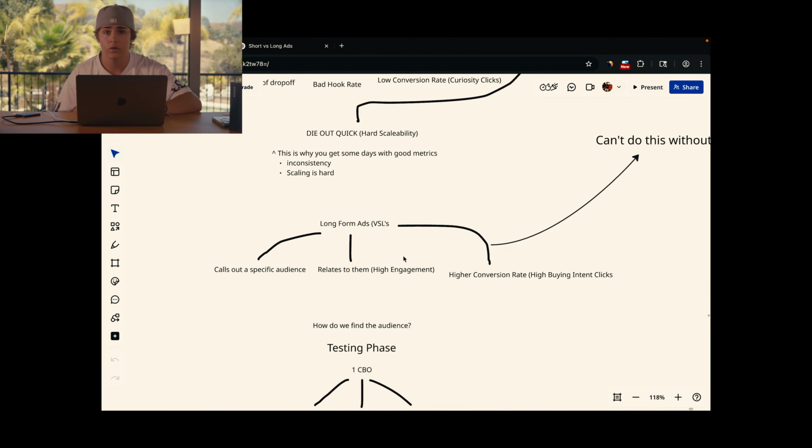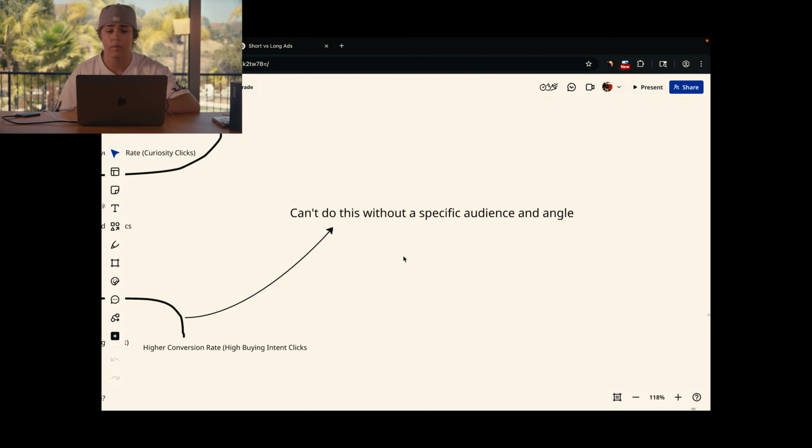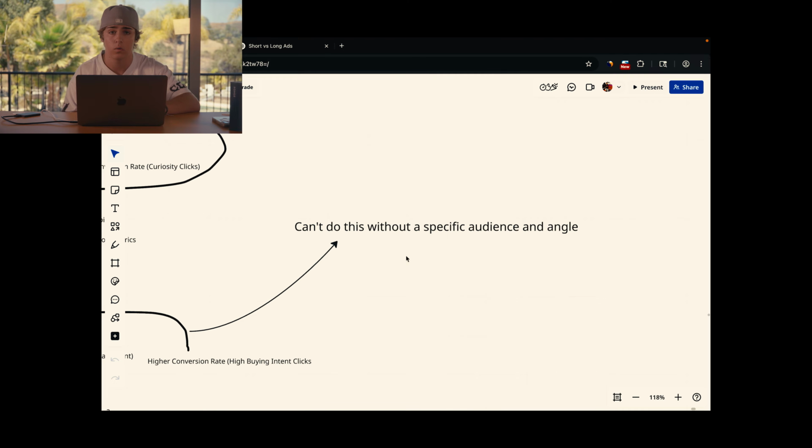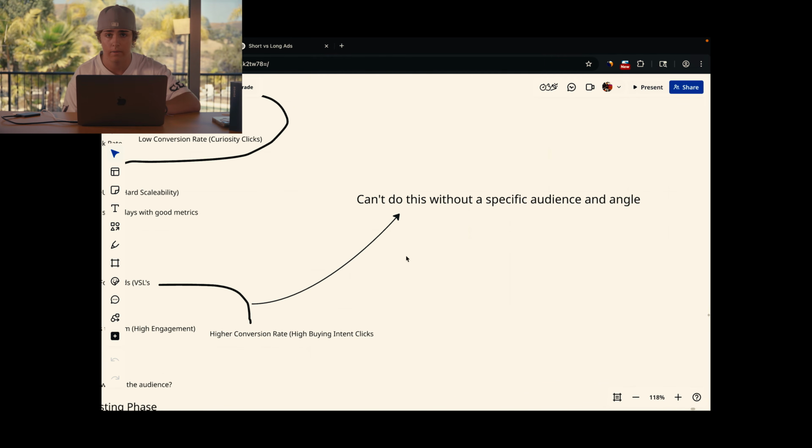Now, I want you guys to understand that this is not possible without a specific audience and an angle. When you're writing VSLs and you're creating VSLs, you need to have a specific audience that you're talking to. Otherwise, you're going to have a lot of hard time doing the actual research and calling a certain person out, because if your audience is broad, then you don't know who to talk to. And this leads to a lot of different people seeing your ad and ultimately back to that high curiosity clicks rather than buying intent. So you cannot do this without a specific angle, but you don't need to worry. I'm going to show you guys how to find that.